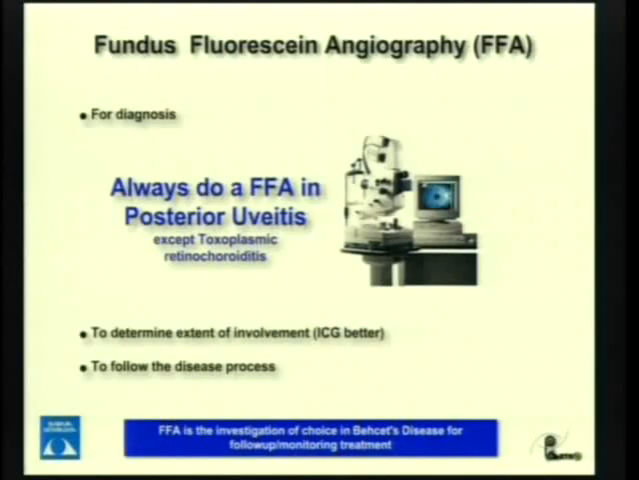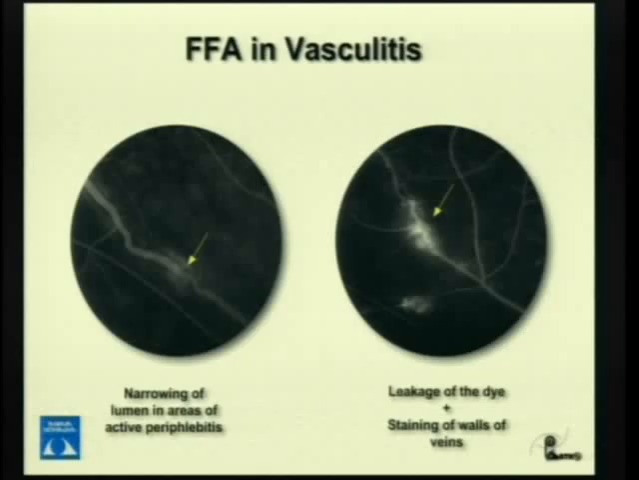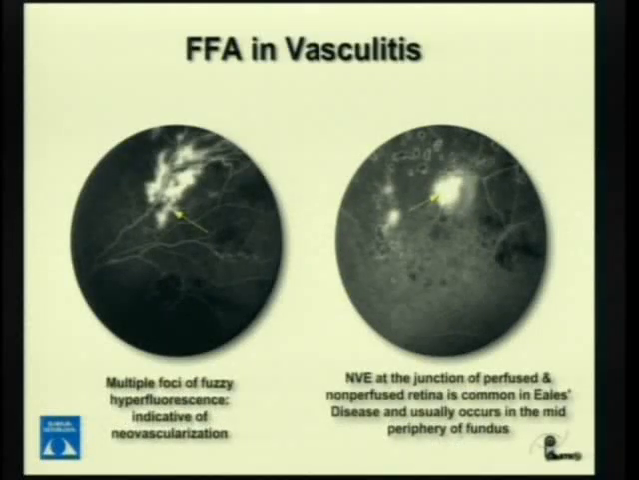disease process also. For example, in Behçet disease, the gold standard of investigation is the fundus fluorescein angiography, which helps us to determine the progression of the vasculitis. So fundus fluorescein angiography in active vasculitis cases shows narrowing of the vessels. It can show leakage and staining of the dye from the vessels. It also helps us to diagnose neovascularization, which can be seen as multiple foci of fuzzy hyperfluorescent patches.